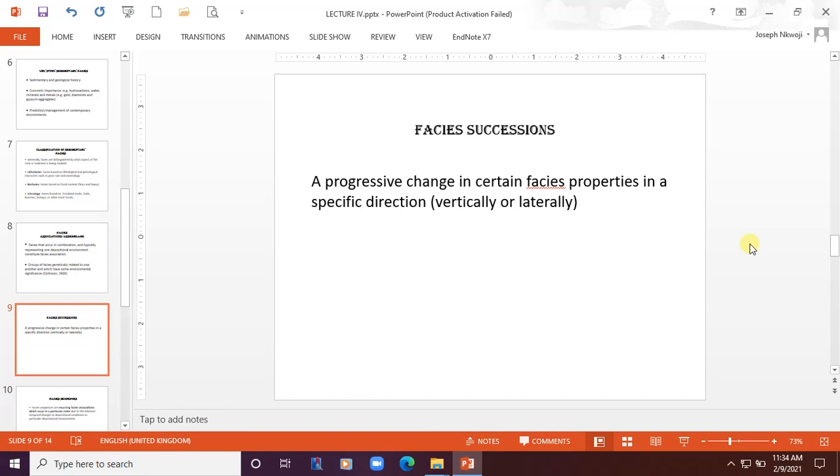Phases succession is a progressive change in certain phases properties in a specific direction, either vertically or horizontally. A progressive change in the property of a particular phases, where the change is very obvious, either vertically or horizontally, according to how it has been deposited. Progressive change in certain phases properties in a specific direction.